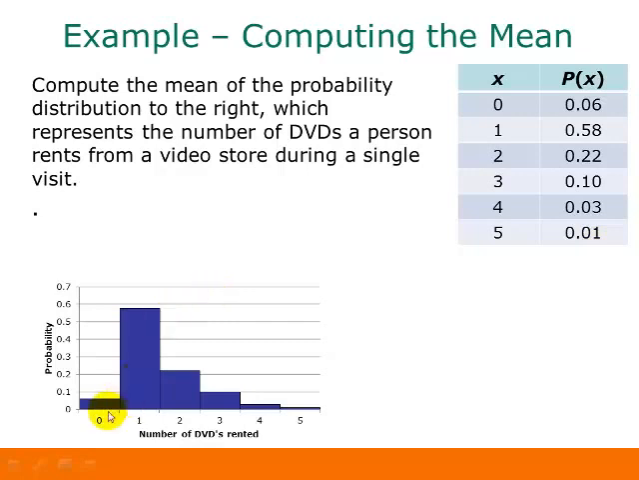Now, if we look at our probability histogram, we can see that the value with the highest probability is 1, and this distribution is skewed to the right, which means we have a longer tail on the right, but the center of our data is somewhere around 1. It might be just a little bit more than 1 because we have more values on the upper side of 1 than we do on the lower side of 1. So we might make a guess that our mean is a little bit larger than 1.